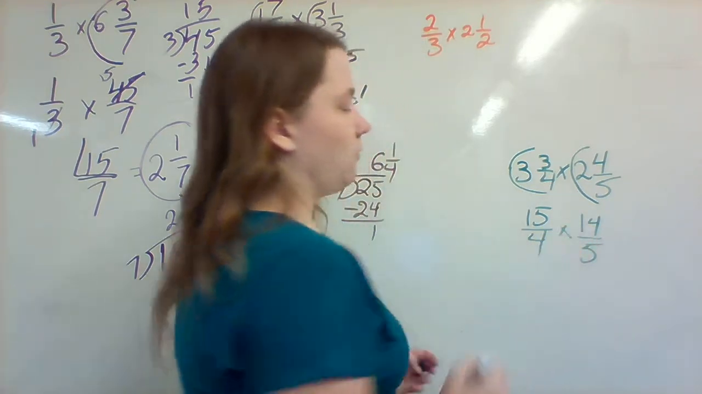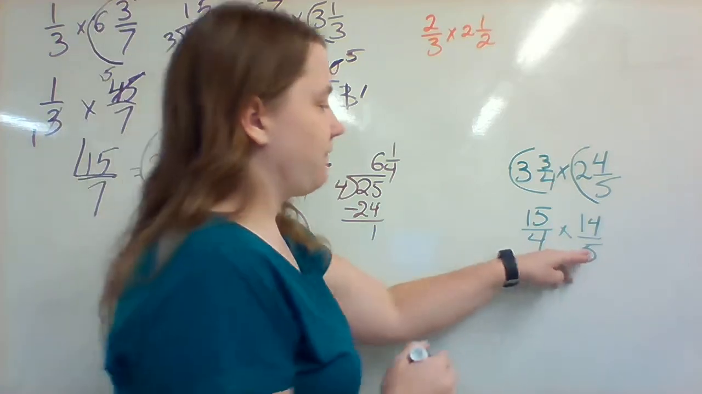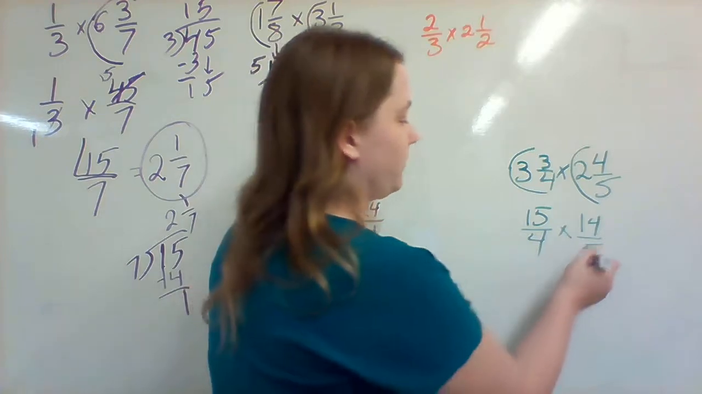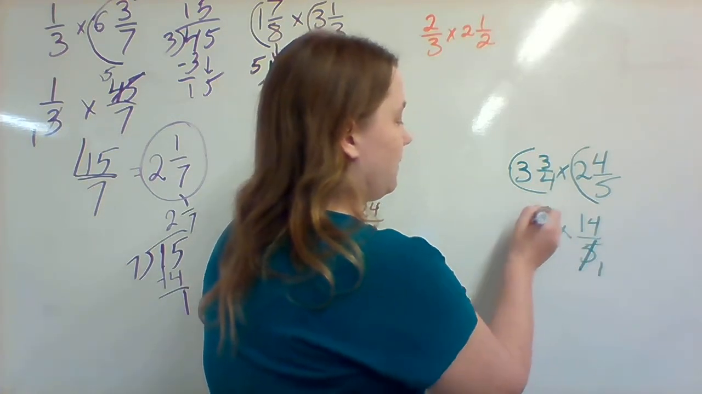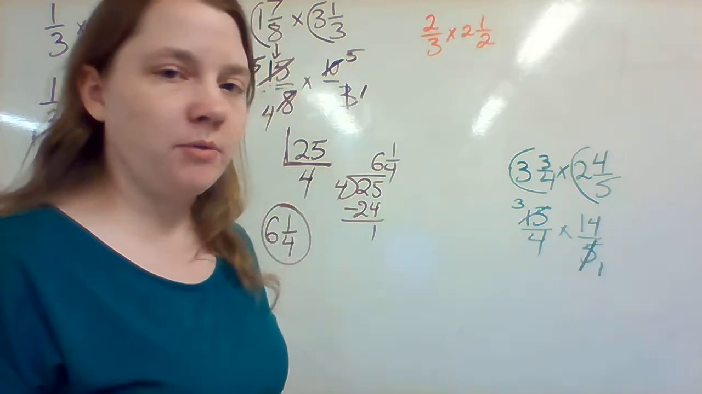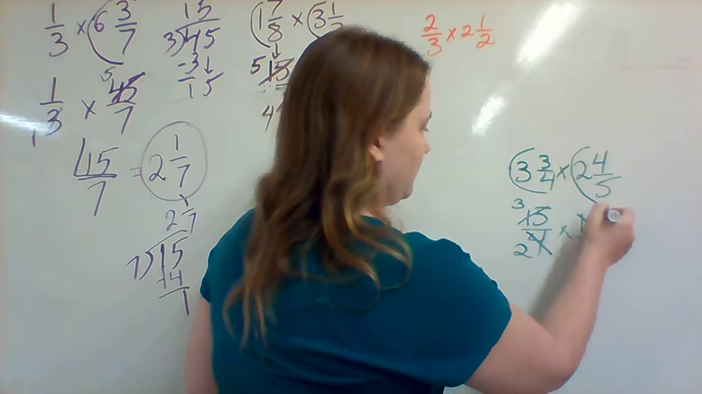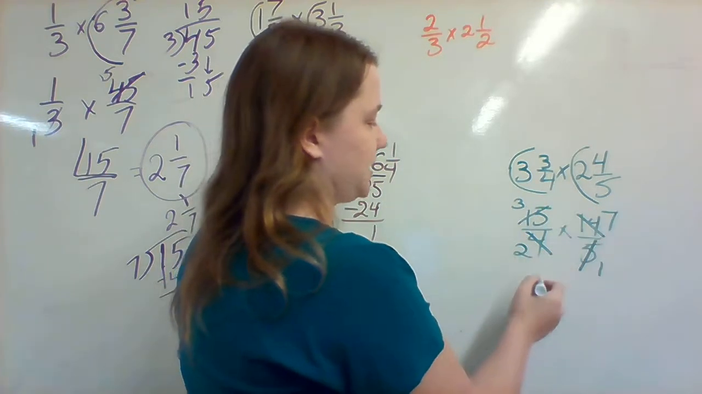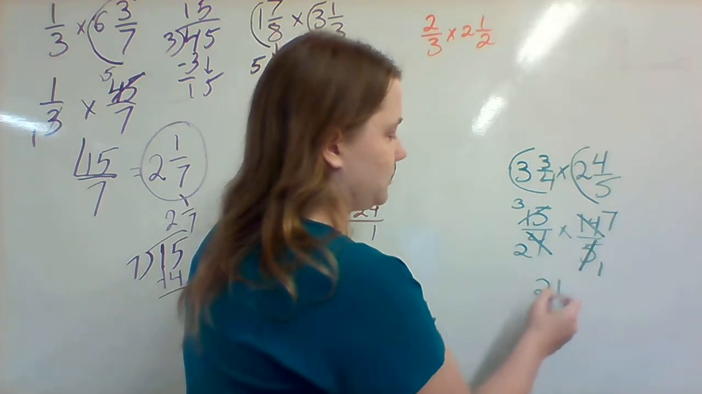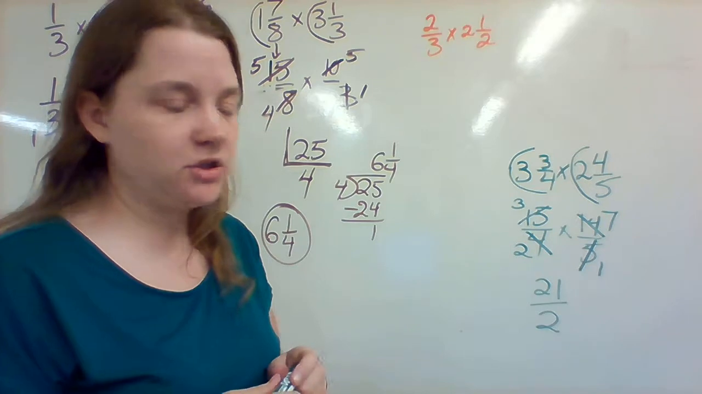Again, what I'm noticing is I can do a lot of simplifying here. 5 and 15 are both divisible by 5 because they both end in 5. So 5 becomes a 1, 15 becomes 3. 14 and 4 are both even numbers, so I can cut those in half. So now I have 3 times 7 is 21 over 2 times 1, which is 2. So I have 21 over 2.